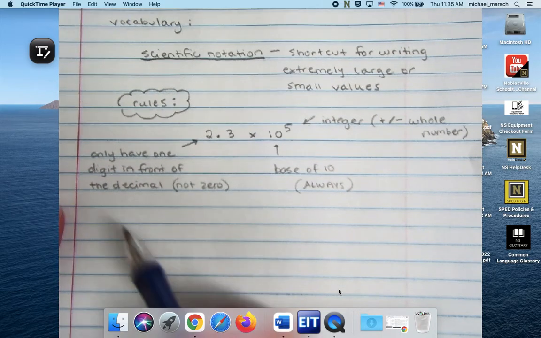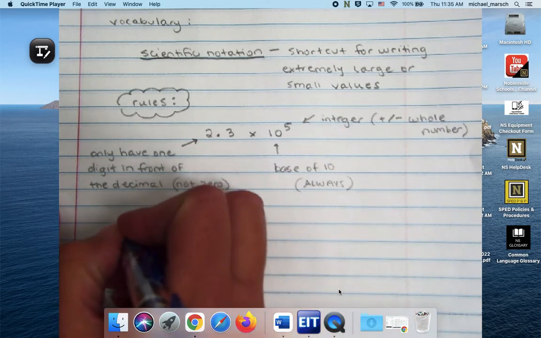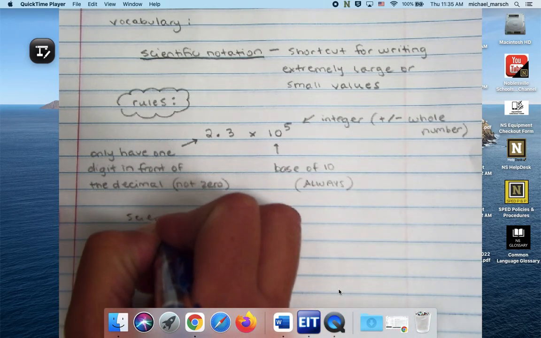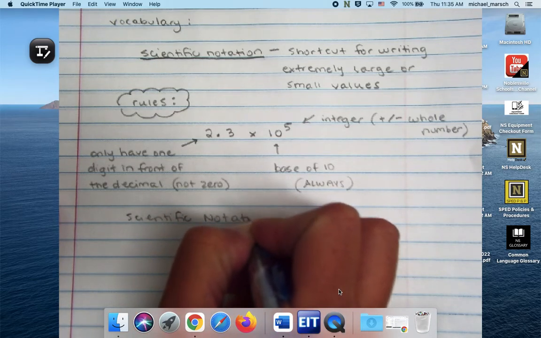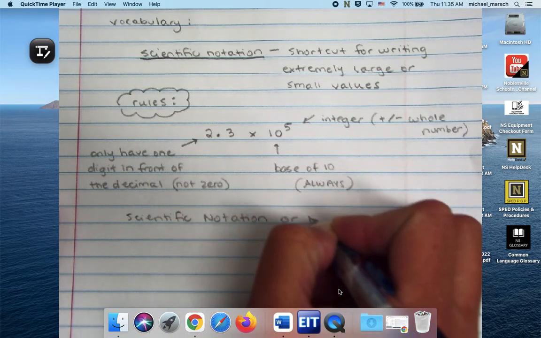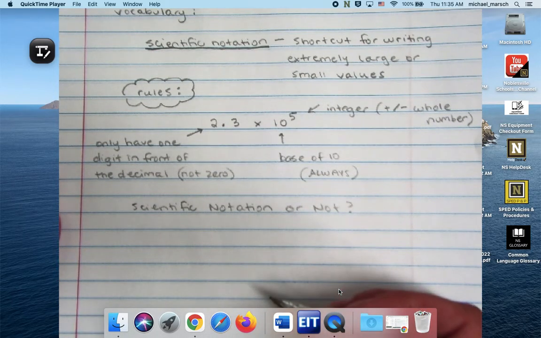Okay, so now that we know the rules of what it needs to look like, we're going to play a game, scientific notation. Or not. It's going to be fun. It's good.